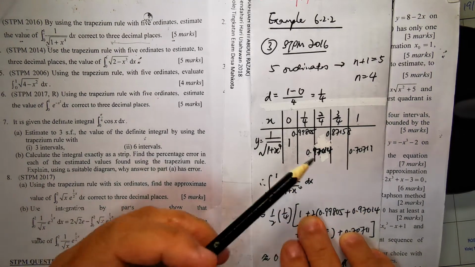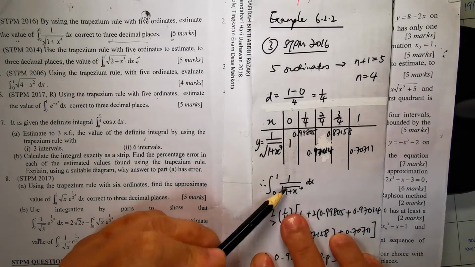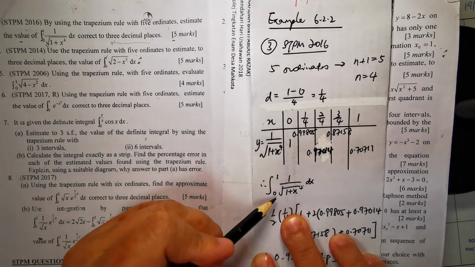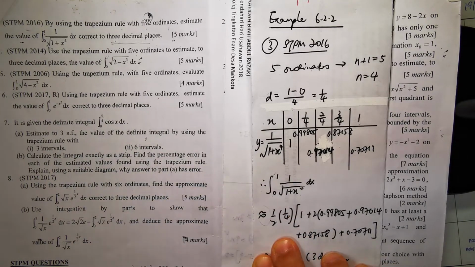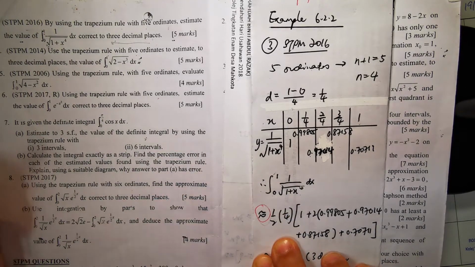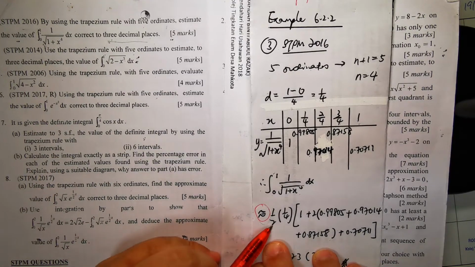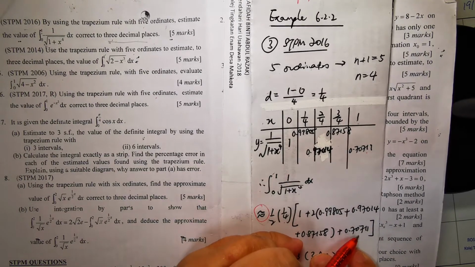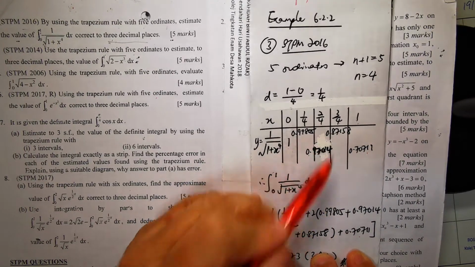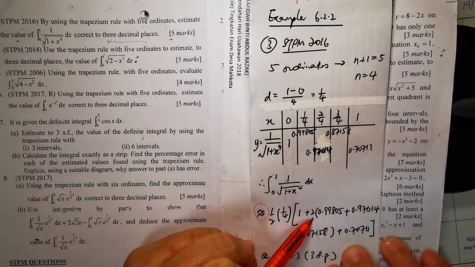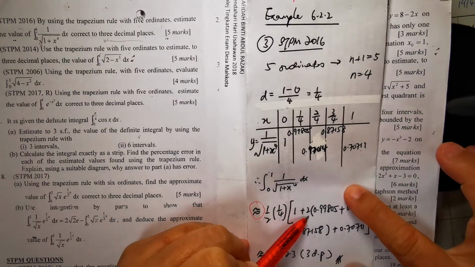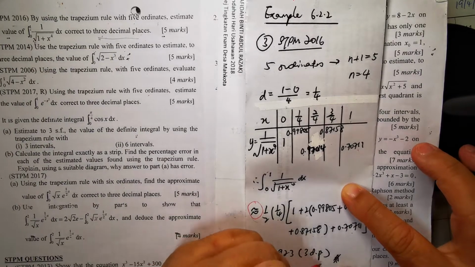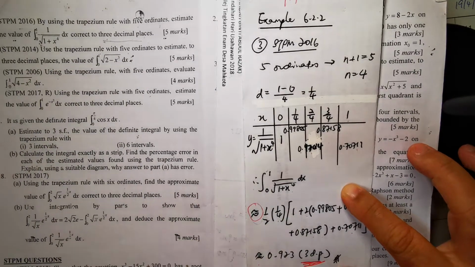All right. Therefore, the integral of 1 over square root of 1 plus x to the power 4, from 0 to 1, is approximate. Remember, must be the approximate sign. So use the formula half d, y naught plus the last y, and all these 3 in the center we add and times 2. Then the question wants 3 decimal places, right? So the final answer we convert to 3 decimal places. Don't forget to write this.